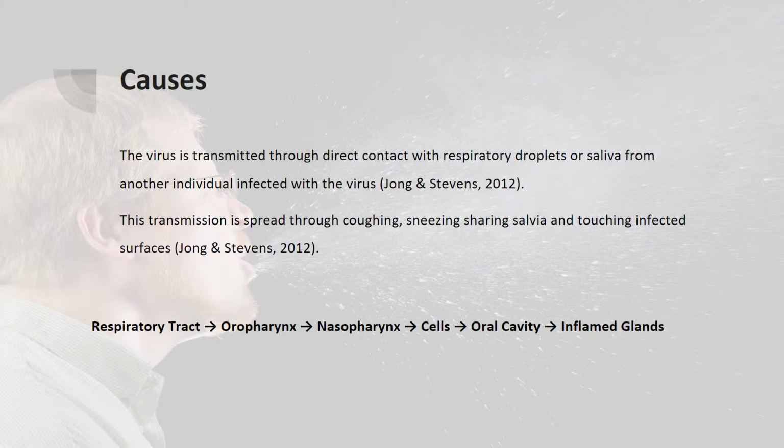The incubation period ranges from 12 to 15 days. After this period, viremia, which is the presence of virus strain in the blood, occurs. The virus then spreads to the tissues, which causes the inflammation of the salivary and parotid glands.